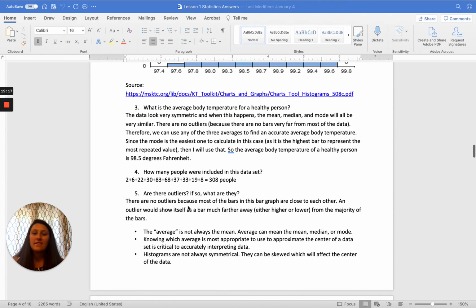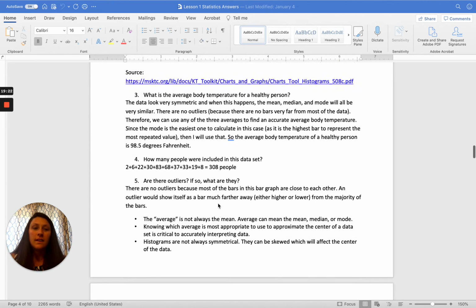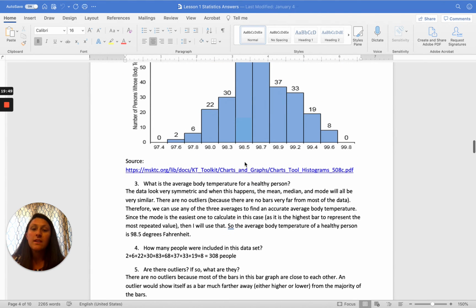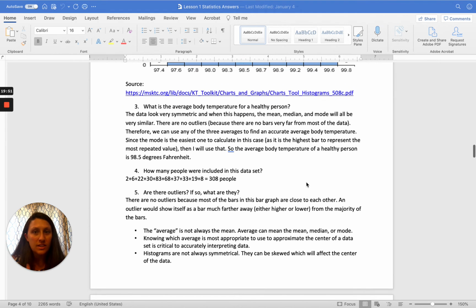And there's no outliers, again, because we didn't see any bars that were far away from the majority of the bars. So the takeaway lesson here is that the average is not always the mean. The average can be the mean, the median, or the mode, or it can even be something different, but those are the most common measurements. Knowing which average is most appropriate to use to approximate the center of the data set is critical to interpreting data, especially real-life data. And histograms are not always symmetrical. They can be skewed one way or the other, but when they are symmetrical, like this one, the mean, median, and mode are all very close when you actually calculate them. So you can use whichever one is easiest to find.